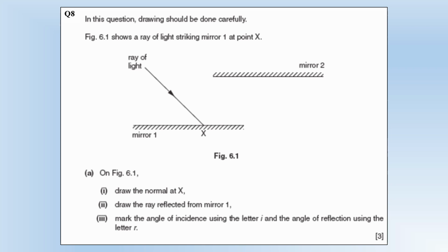In this question, drawing should be done carefully. The diagram shows a ray of light striking mirror 1 at point X. Draw the normal at X. Alright, there we go. Draw the ray reflected from mirror 1. So we should have the angle of incidence equal to the angle of reflection. Mark the angle of incidence with an I and the angle of reflection using the letter R. So there we go, they're always measured to the normal.